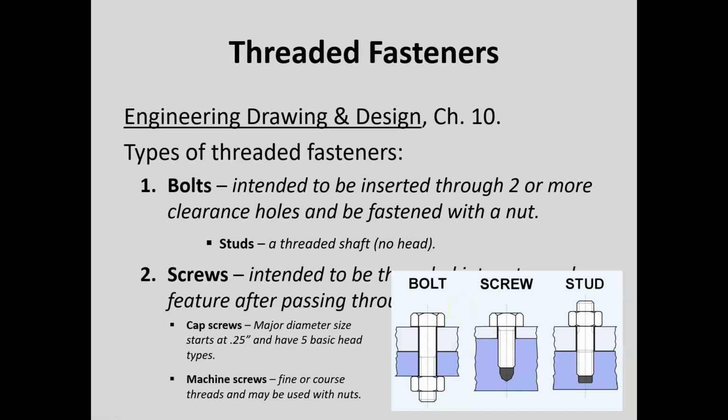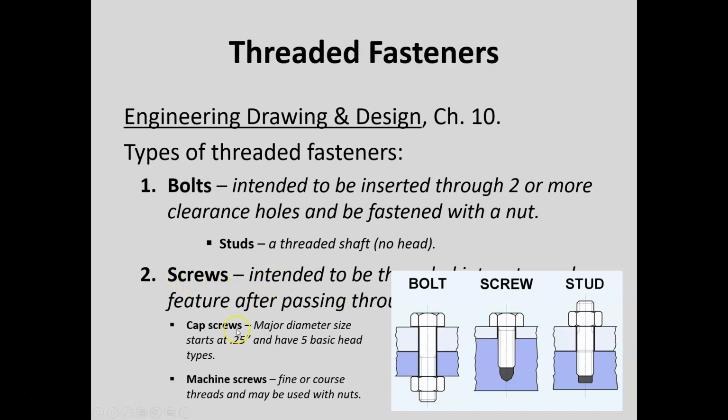Bolts and screws. What's the definition of a bolt? A bolt is intended to be inserted through 2 or more clearance holes and be fastened with a nut. So by definition, a bolt includes a nut with it. A screw is intended to pass through one clearance feature and be threaded into another feature. Are there variations on this? Absolutely. You can thread a bolt into a threaded hole, and screws have nuts too.